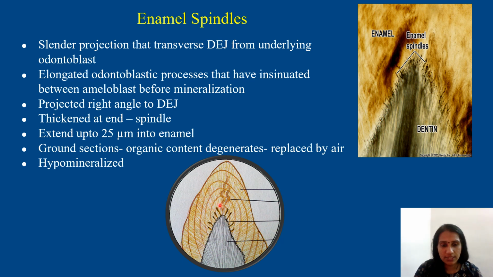So if you see, this is what it is. It is a small comma shaped structure which is thickened at the end portion. You can see the thickening at the end of it. Okay, and this is perpendicular to the dentino-enamel junction. And when you take a ground section, it appears black in color because when you're making a ground section, since it is an organic matrix, the odontoblastic process will disintegrate and be replaced by air.